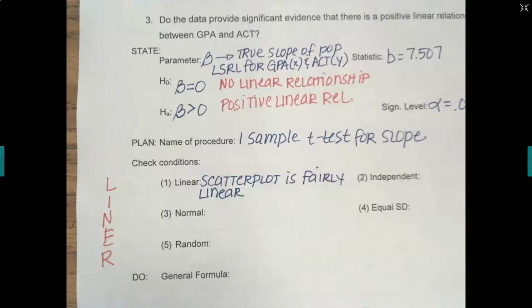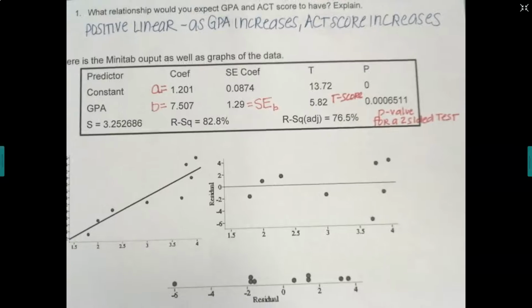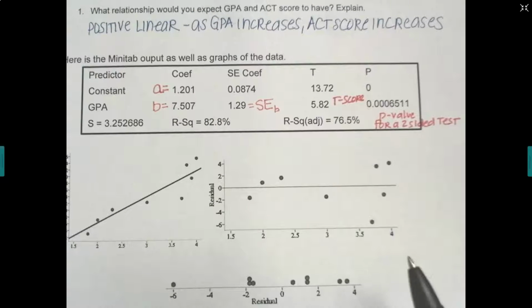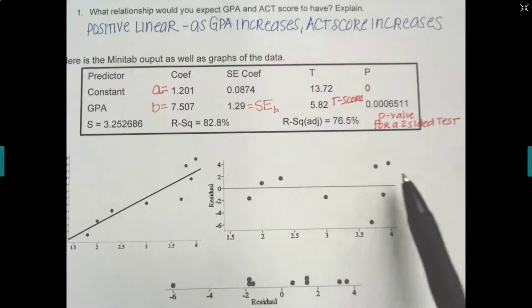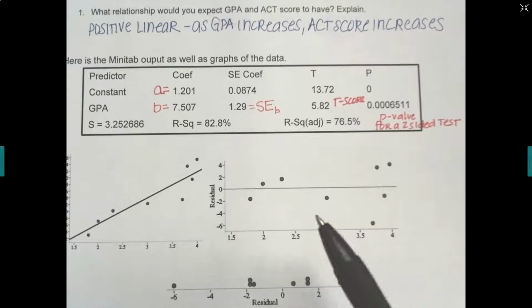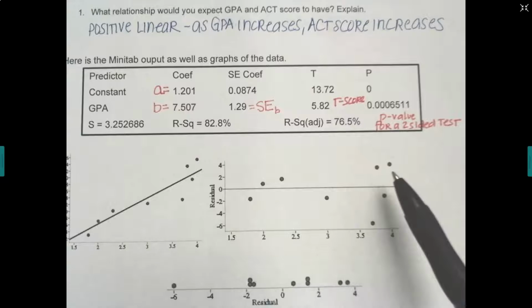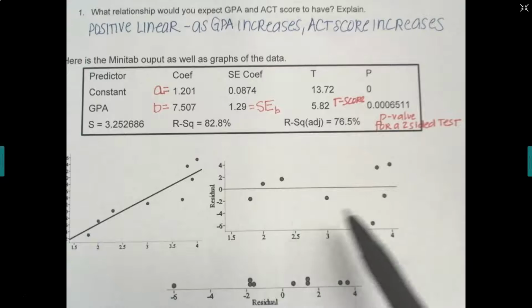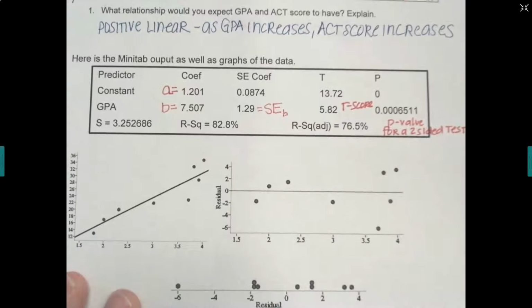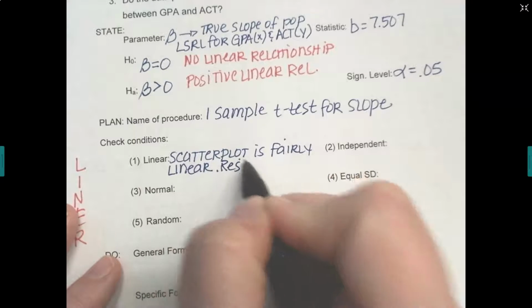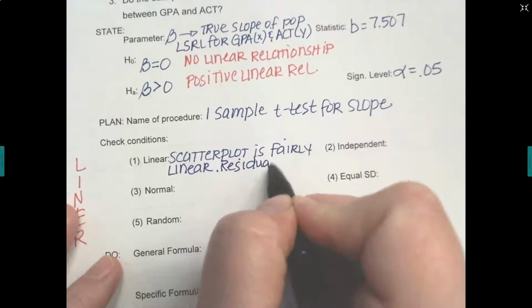And the residuals: when we look at the residual plot, there's not a distinct curved pattern. We have x values above and below. It's not everybody above, everybody below, everybody above, or anything like that. We don't see that curved pattern. It's a little more scattered. So that's what we're going to say here, that the residual plot has no leftover pattern.